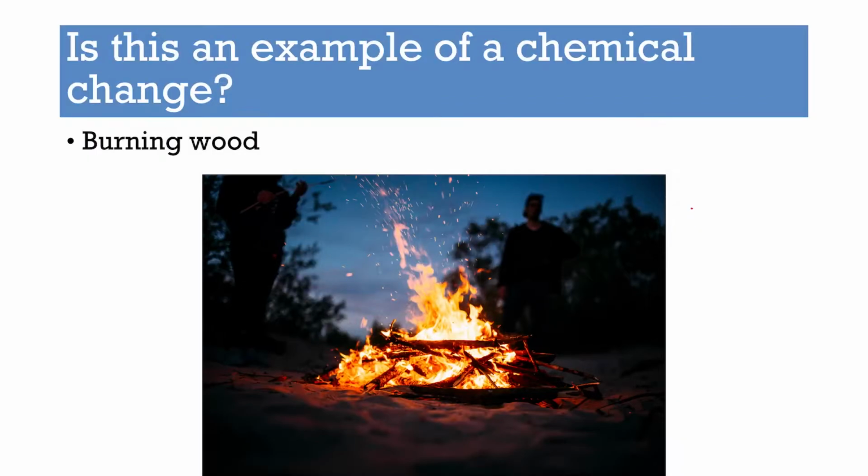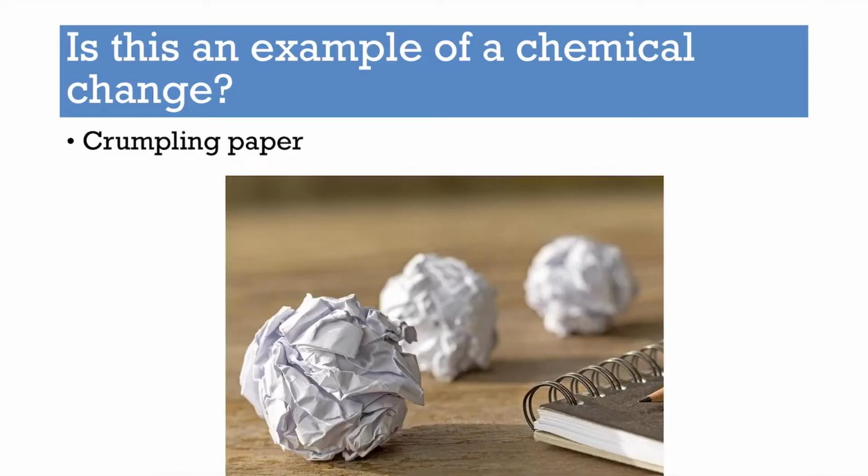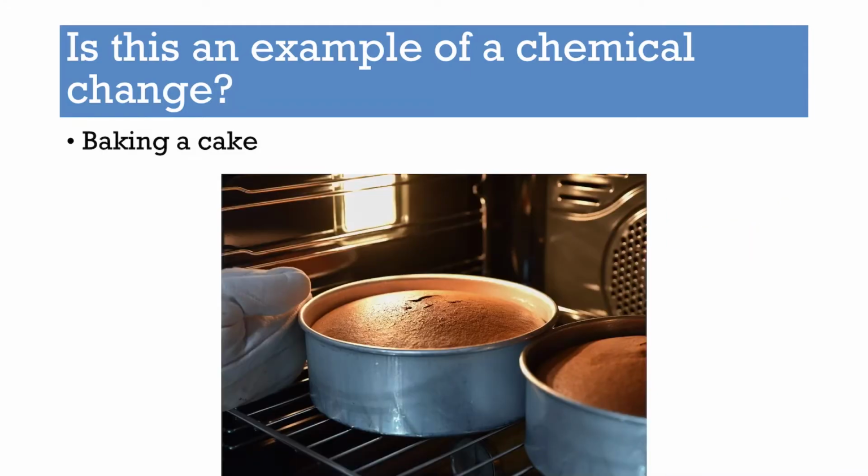Okay, so is this an example of a chemical change? Burning wood. You should say yes. Because again, whenever you set something on fire and something gets burned, the chemical composition is being changed. That is a chemical reaction, a chemical change. Crumpling paper. Is this an example of a chemical change? The answer is no. Because it's still paper. You can uncrumple that paper. Nothing about that is changing. It now just looks a little bit messy. Still paper.